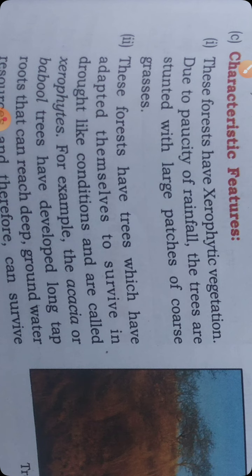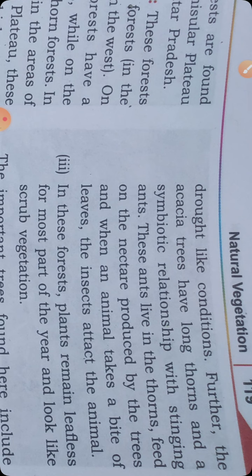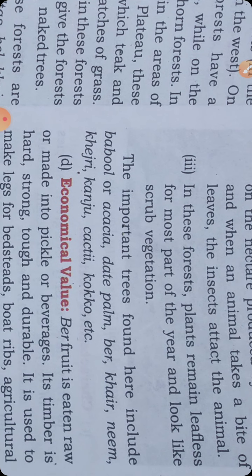For example, acacia or the babool trees have developed long tap roots which can reach deep groundwater resources and therefore can survive drought-like conditions. Further, acacia trees have long thorns and a symbiotic relationship with stinging ants. These ants live in the thorns, feed on the nectar produced by the trees, and when an animal takes a bite of the leaves, the insects attack the animal. Got it? This is one of the interesting points.